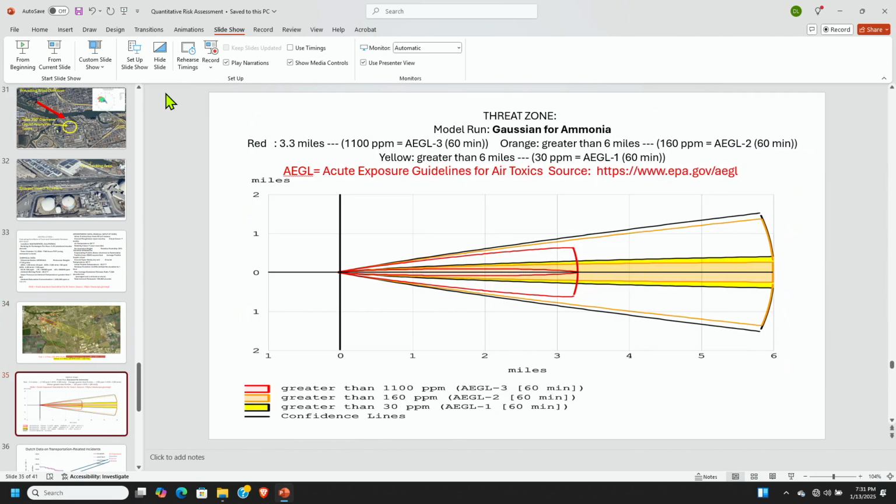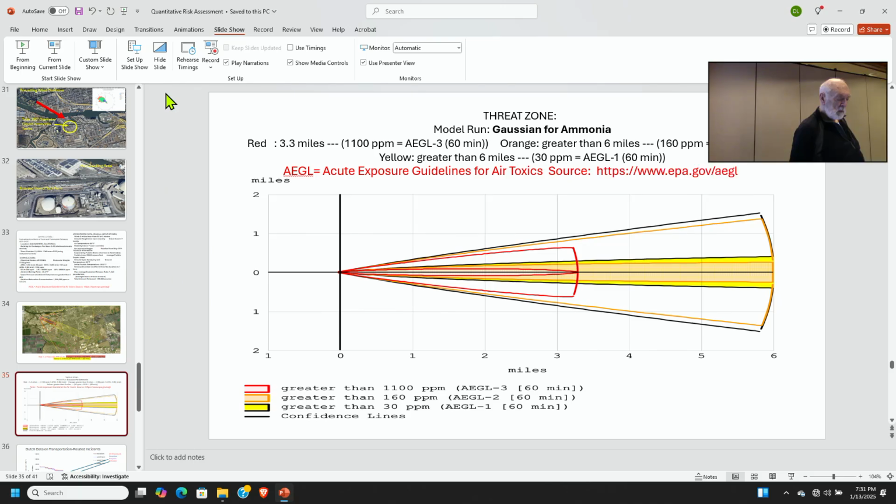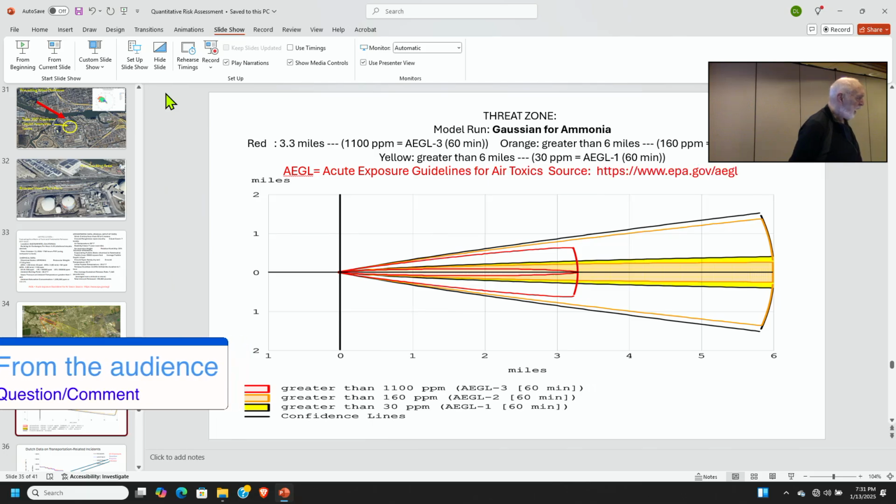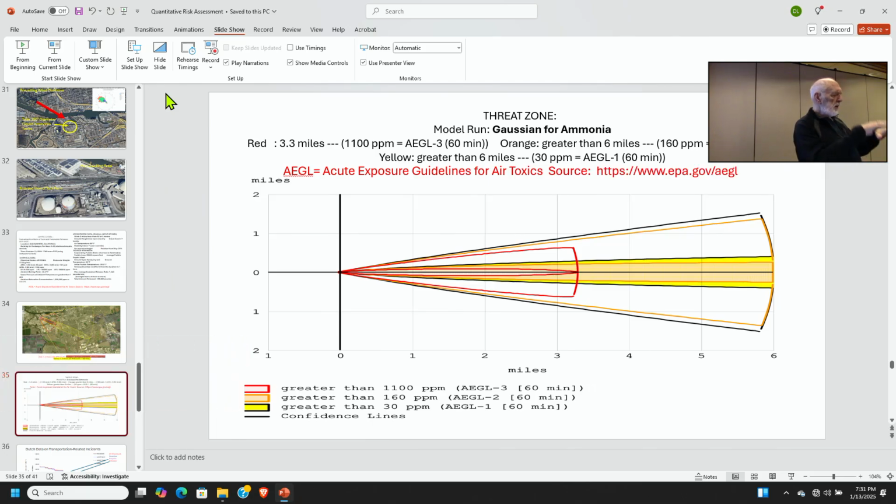Here's the threat zone without the graphics involved. So this is all from the public database. You could reproduce these figures exactly. Dave, is that just one tank going off? That is just one tank. The assumption is that one tank would put a layer inside the diked area and it would evaporate from there.